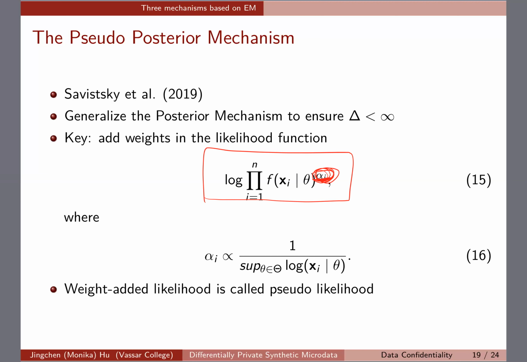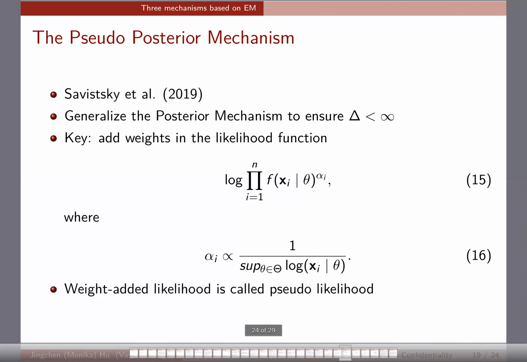In general, when you don't have that alpha i, it is the regular log likelihood. When you don't have alpha i, or if you set alpha i equal to 1, you go back to the log likelihood. So the weighted version, the pseudo log likelihood, or log pseudo likelihood as we call it here, uses weights to make some contributions more important than others.